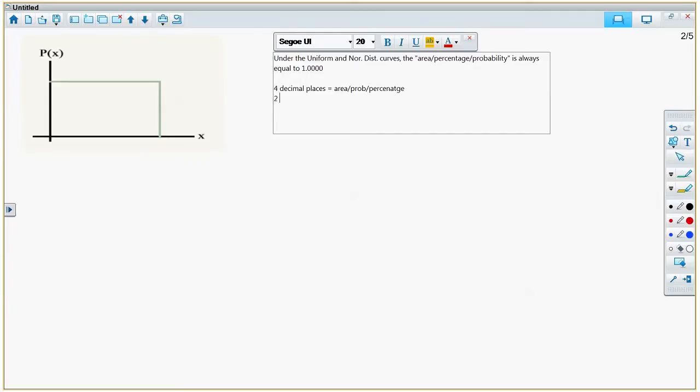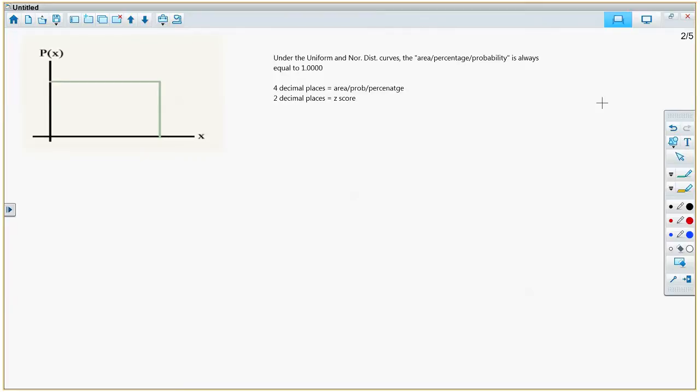2 decimal places is usually equal to a z-score. And from here on out, anytime I draw an area, I'm going to use 4 decimal places, whether it's 1.0000 or 0.3456. When you see 4 decimal places, that automatically should click in your brain. This is an area slash percentage slash probability. Because area, percentage, and probability is all the same thing in this chapter.